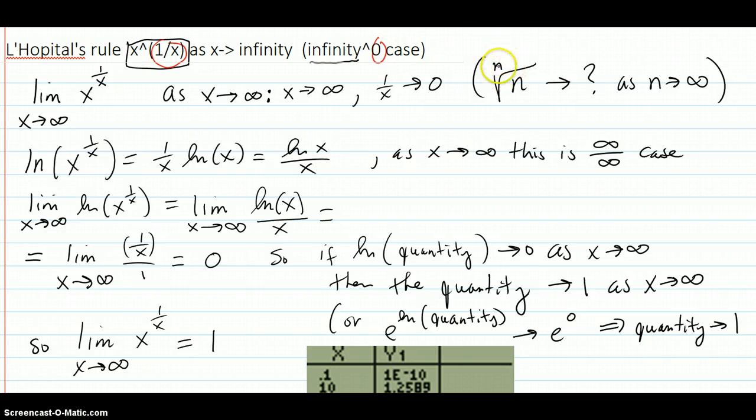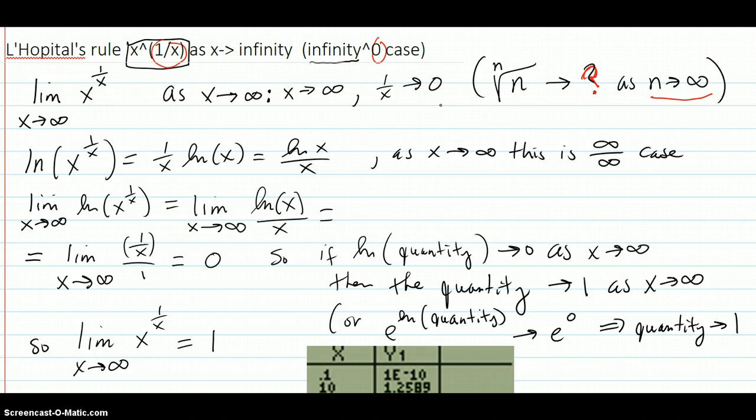So another way of looking at it is it's sort of like the nth root of n. As n goes to infinity, where does that go? That's the question. So we can't apply L'Hopital's rule just at this moment because it's not a 0 over 0 case or an infinity over infinity case.